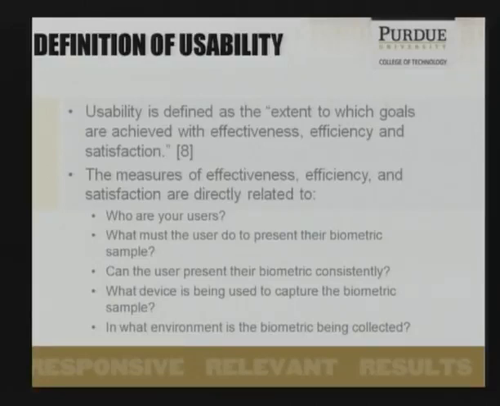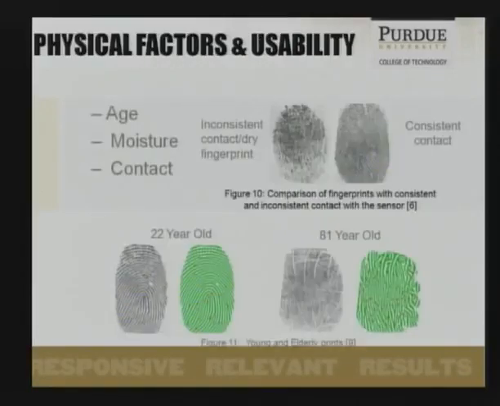All right. What do they need to do to present the biometrics successfully to the system? Can they do it consistently? What device is being used? Does that device change? And in what environment are we looking at? Just to give you some examples here, there's inconsistent and dry fingerprints, good consistency, young and old.